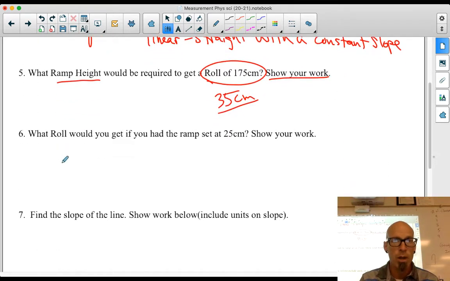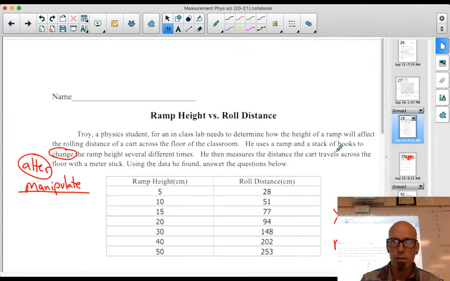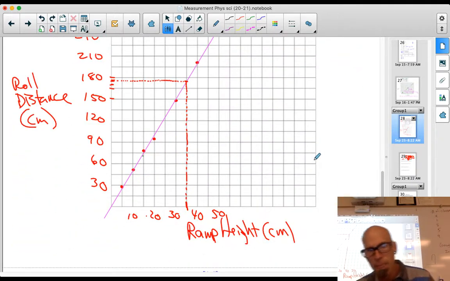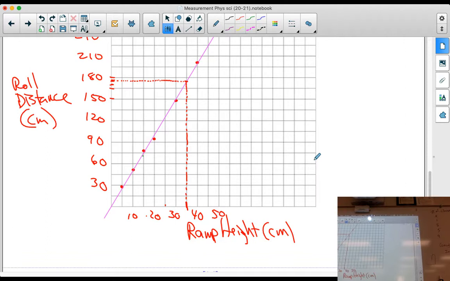Now, next one. What roll would you get if you had a ramp set at 25 centimeters? How much roll would you get if the ramp was set at 25 centimeters? So we go back to the graph. So where's 25 centimeters of ramp height? Well, right here. So what do I do? I look up to the best fit. And once I hit it, I take a left. And I get right there.